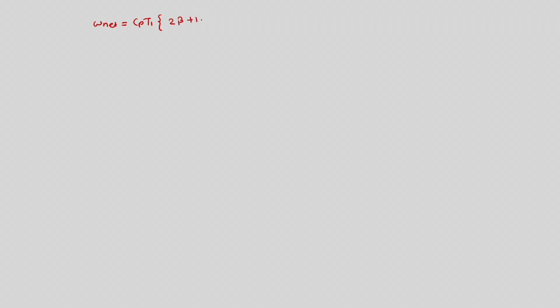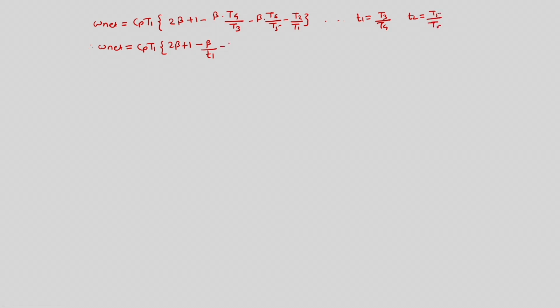and we will rewrite this expression as W net is equal to CPT1 into twice beta plus (1 minus beta) into T4 by T3 minus beta into T6 by T5 minus T2 by T1, and then this for us now CPT1 into twice beta plus (1 minus beta) by T1, since T1 is equal to T3 by T4 and T2 is equal to T5 by T6. So we have minus beta into T2 minus T.